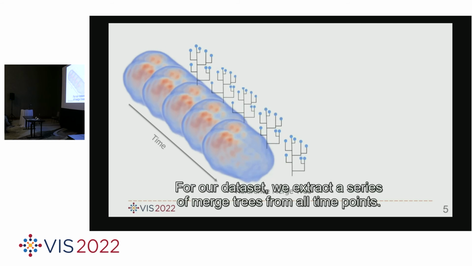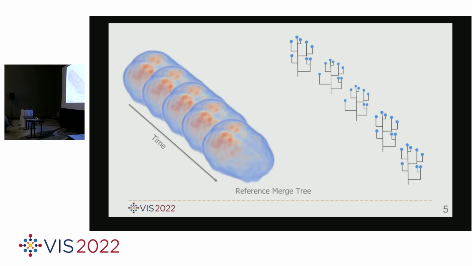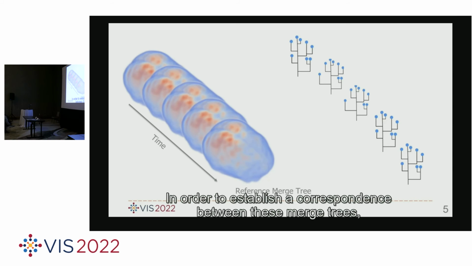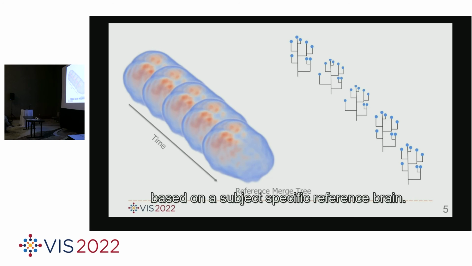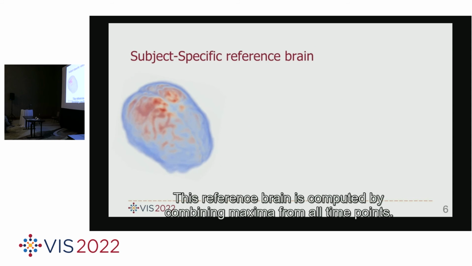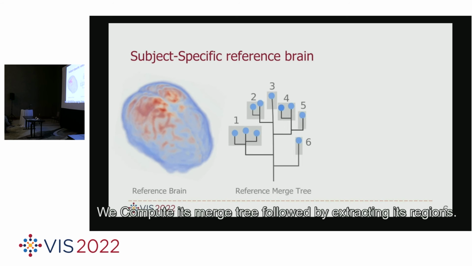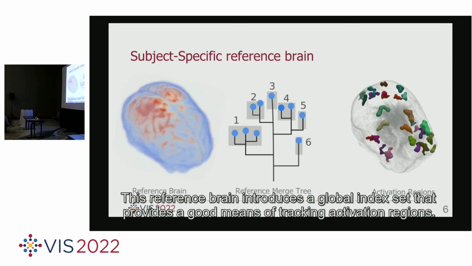For our dataset, we extract a series of merge trees from all time points. In order to establish a correspondence between these merge trees, we utilize the idea of geometry-aware comparison based on a subject-specific reference brane. This reference brane is computed by combining maxima from all time points. We compute its merge tree followed by extracting its regions, similarly as we performed for the one-dimensional case. This reference brane introduces a global index set that provides a good means of tracking activation regions.